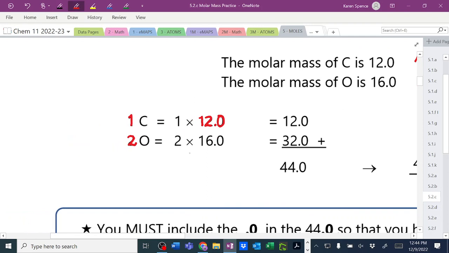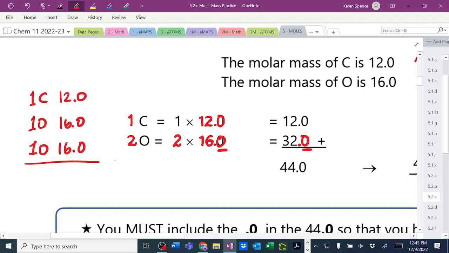Instead of multiplying the oxygen by 2, which I could do, I could say I have 2 times 16, and that gives me 32. Yes? 32.0, because this goes to the 10th position, so that goes to the 10th position. I could actually add them instead. I could say I have one carbon, I have one oxygen, and I have another one oxygen, which would be 12.0, 16.0, and 16.0. And when we're adding, what is the addition rule?